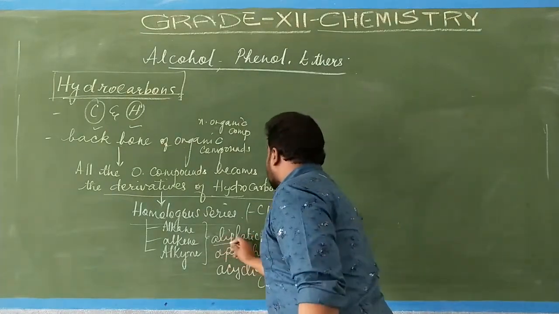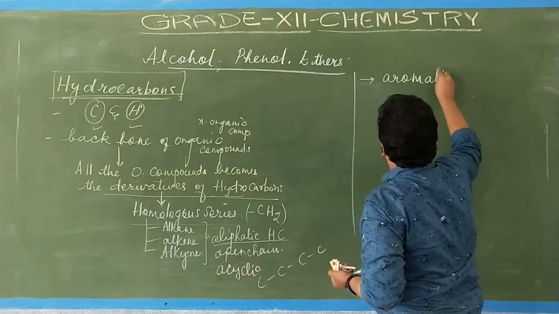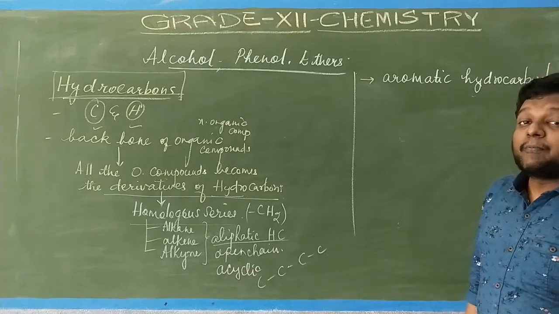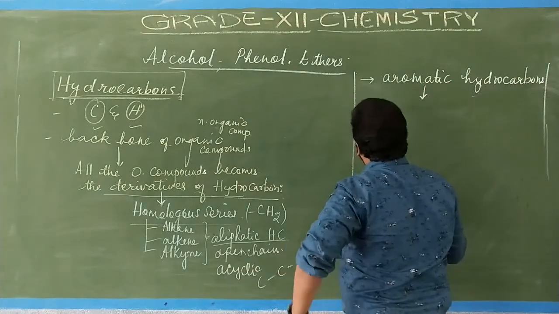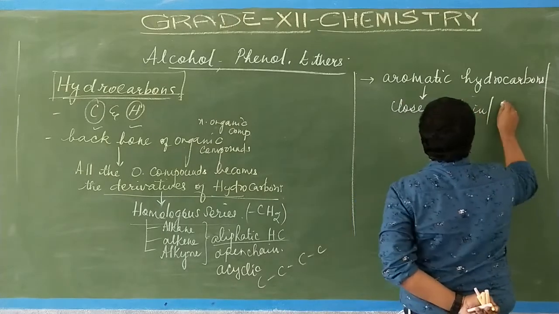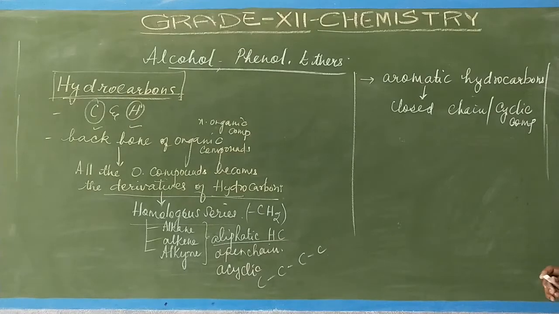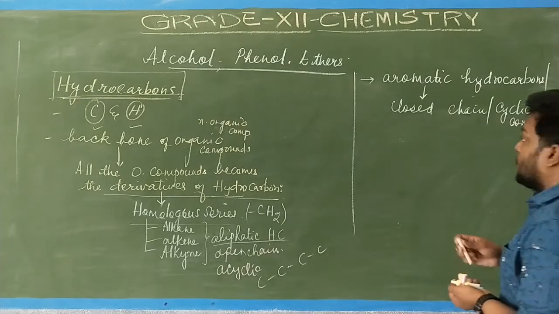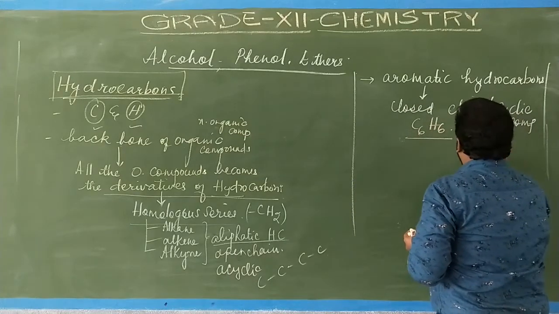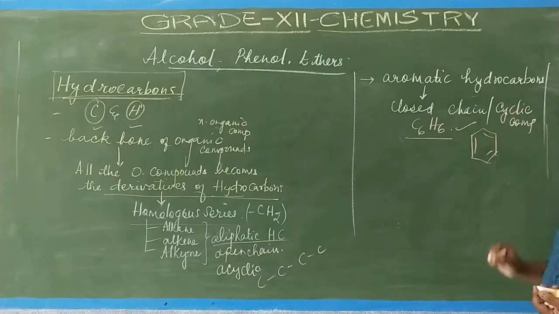When there are aliphatic hydrocarbons, then obviously there should be aromatic hydrocarbons. What is an aromatic hydrocarbon? Aromatic hydrocarbons are closed chain compounds, or otherwise cyclic compounds, having the formula C6H6. The basic structure has alternating double bonds present. So this closed, cyclic structure is what we call aromatic hydrocarbons.